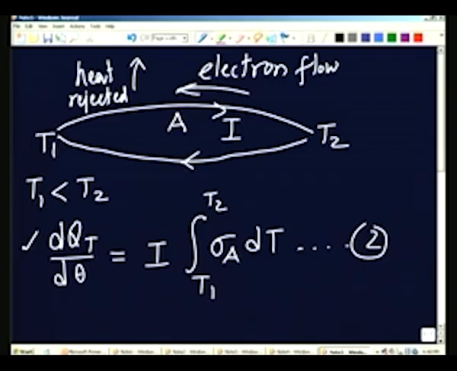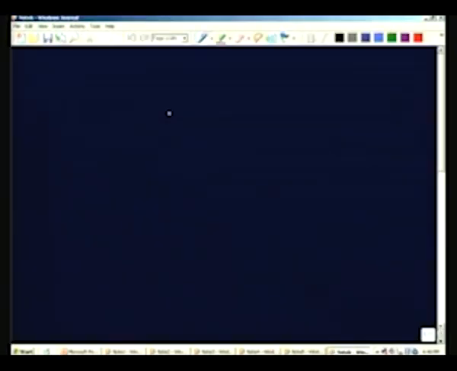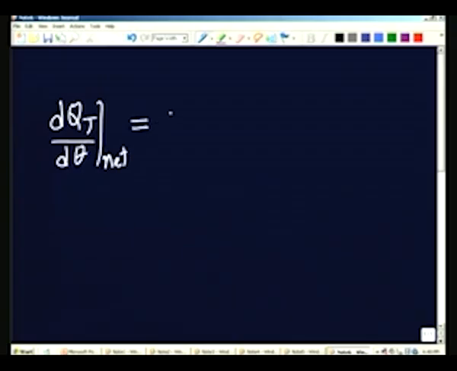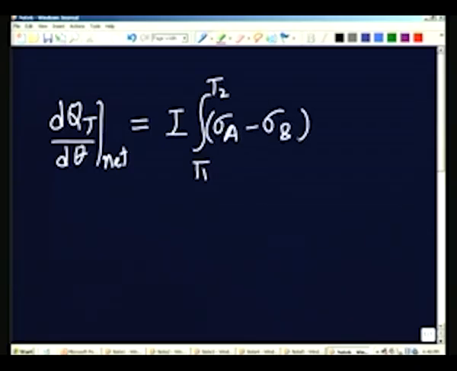Therefore, just like what we had in the case of the Peltier effect, if heat is rejected along the length of the conductor A, it will be absorbed along the conductor B. So, it will be a difference of similar terms, and therefore, I can write the second equation as dq Thomson by d theta, which I will call net, is equal to the difference between the two: I times the integral from T1 to T2 of sigma A minus sigma B dT. This we can call 3.